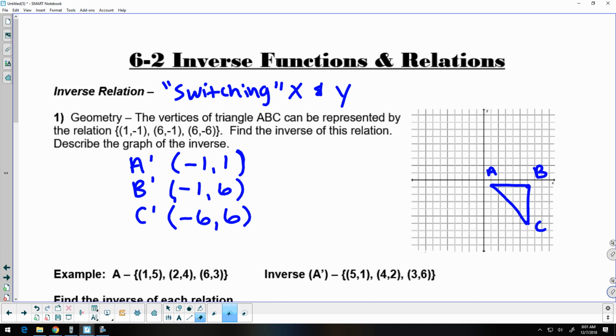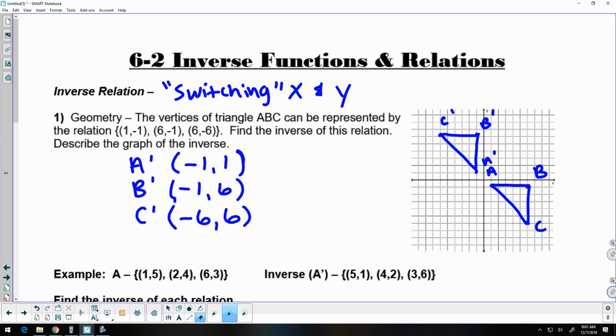So if I plot out these points now, we'll talk about describing the graph of the inverse. A prime is at (-1, 1). B prime is at (-1, 6), so 1, 2, 3, 4, 5, 6. Here's B prime. C prime is at (-6, 6), so going up 6, there's C prime.